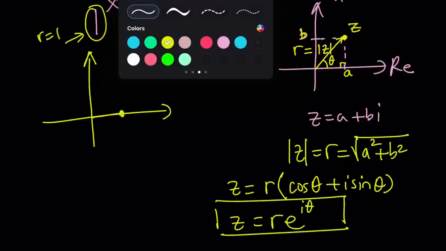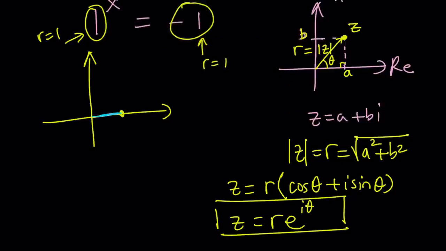So that is 1 plus 0i. So the angle is 0. And what about the -1? It is actually going to be right here, and the angle is going to be pi for that. So how do you express 0?